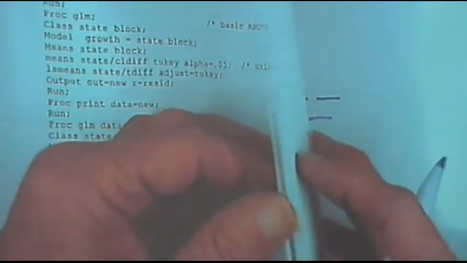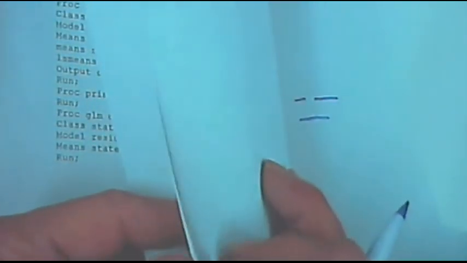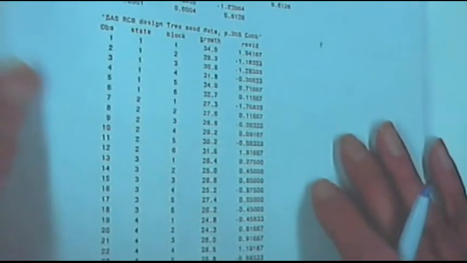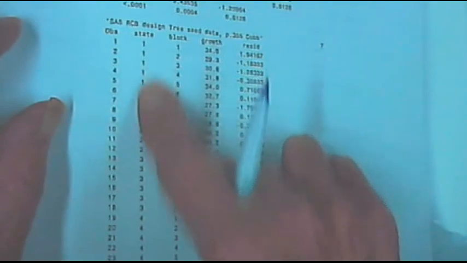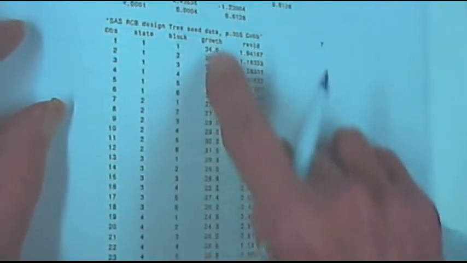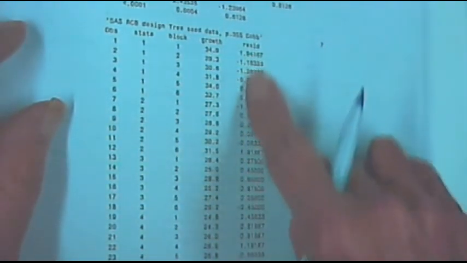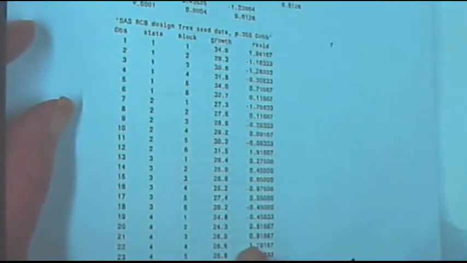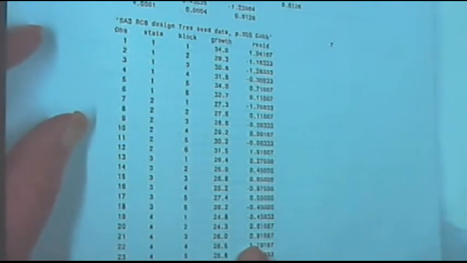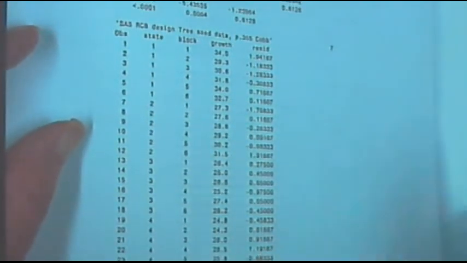So when I print data equals new, what you see is this stuff at the bottom here. So here's my original columns, 1 through 4, 1 through 6, the growth data, and then here's the residuals. So this is the new data set with the residuals in it. Now what am I going to do with these residuals is the question.